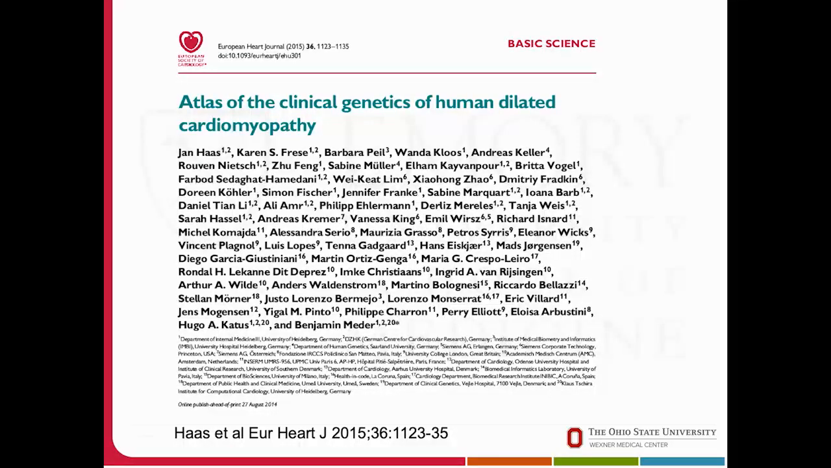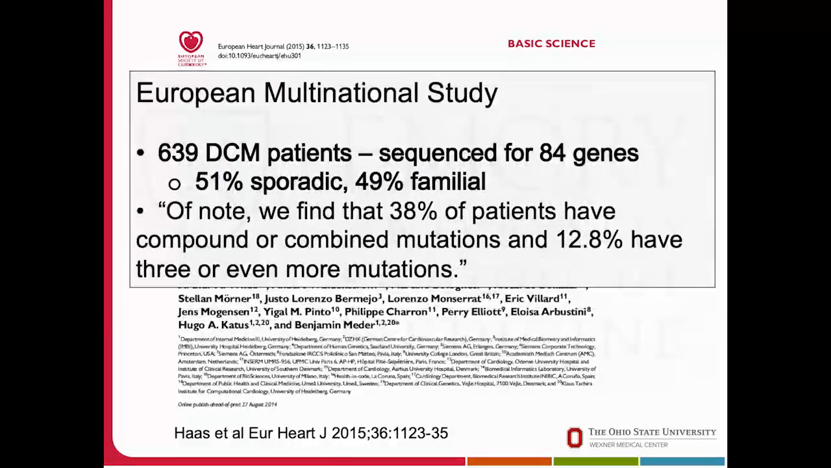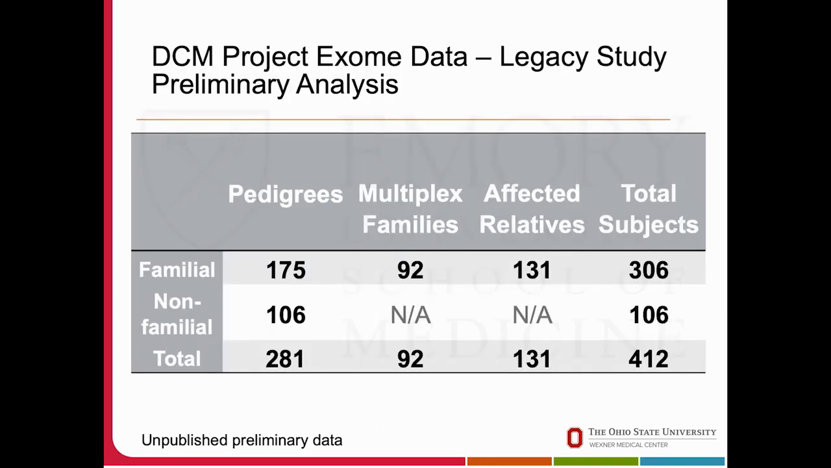Another paper, from a European group, looked at 639 DCM patients, half sporadic, half familial. Just a comment, the data are not really provided, but 38% of patients have compound or combined mutations, and 12.8% have 3 or more. So this suggests that there's something more here than just a single monogenic disease.